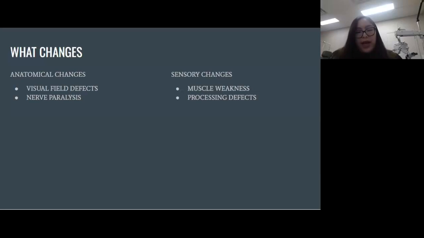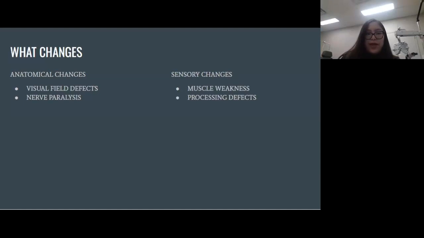Overall, we can categorize these changes that happen after brain injury as anatomical changes or sensory changes. So after a certain amount of symptoms checked off, if you do pass that threshold, we go into the exam and we try to search for the things that have changed. Now, things that we can see would be anatomical changes. Things that we can't see as much are usually sensory changes. So anatomical changes can include things like visual field defects, nerve paralysis, to name a few. Sensory changes are muscle weakness, processing defects.